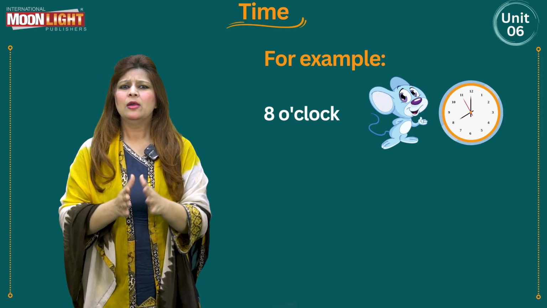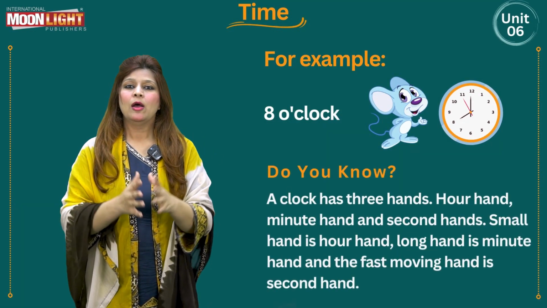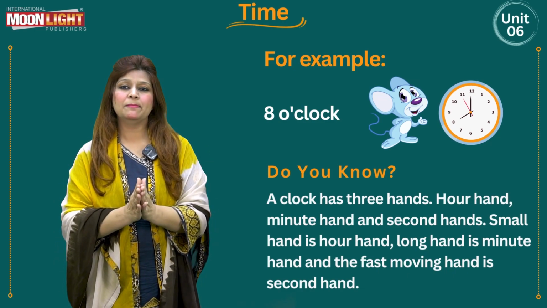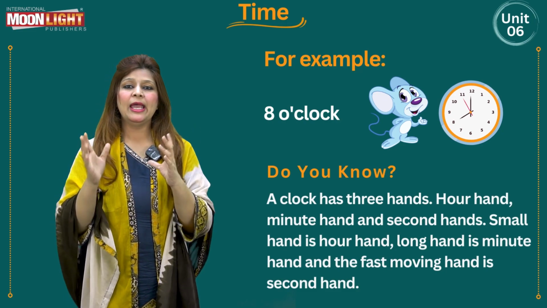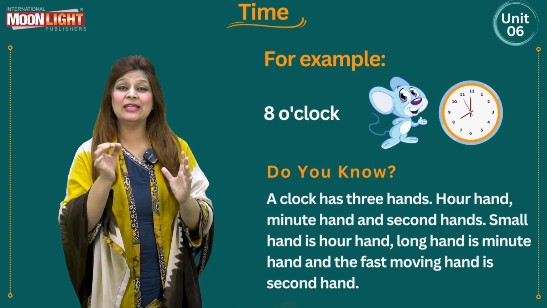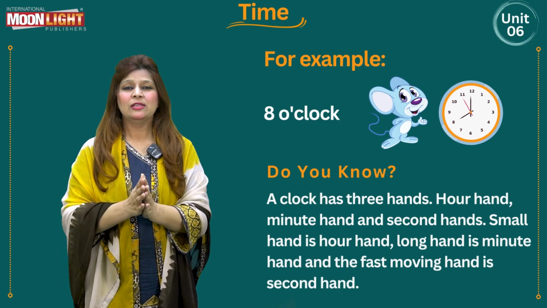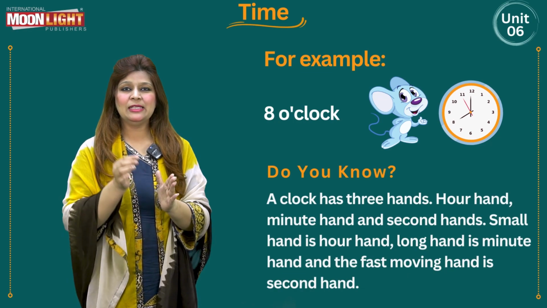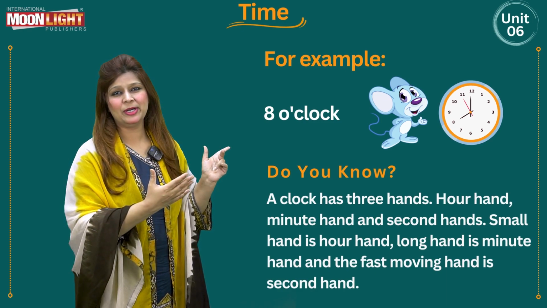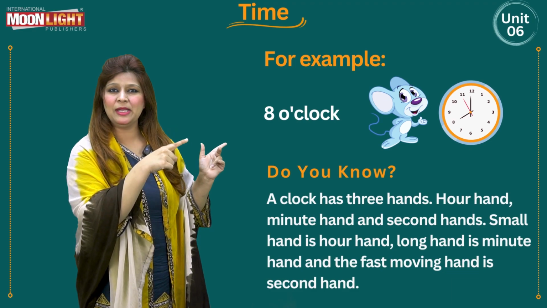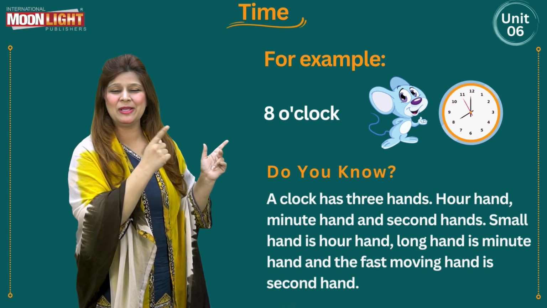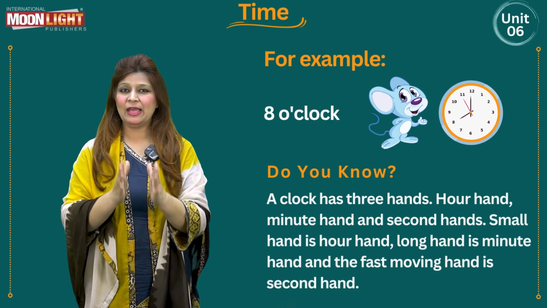So do you know that a clock has 3 hands: hour hand, minute hand and second hand. The small hand is the hour hand, the long hand is the minute hand, and the moving hand which moves round and round throughout the clock is the second hand. In this way the clock and the time goes on. This second hand is very important because when it takes one complete round, the minute hand is going to move 1 minute, because in 1 minute we have 60 seconds.